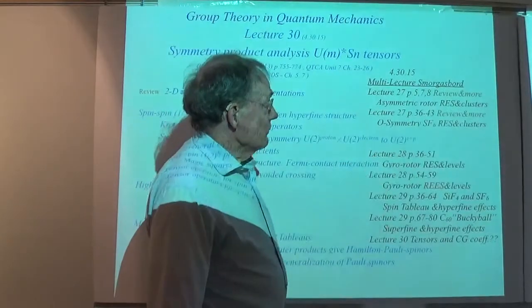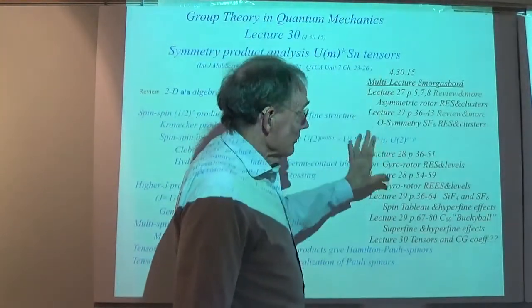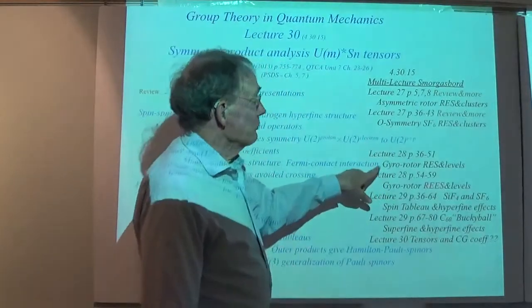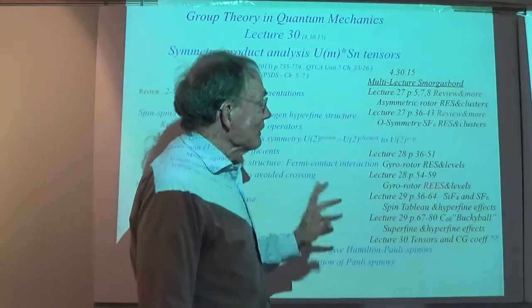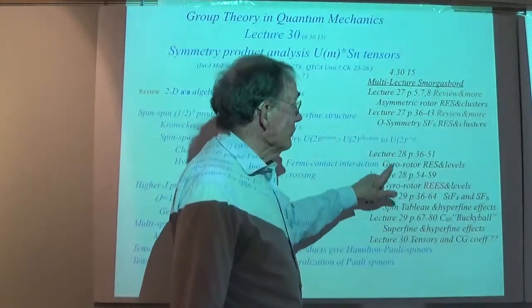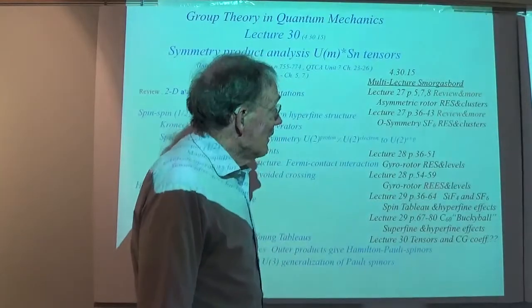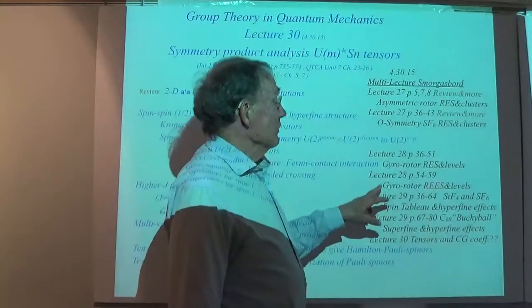Then we'll go to lecture 28, which has a good deal of the stuff in 26 and 27 also. But we're going to go directly to the gyro-rotor rotational energy surface, to get some idea about this Clebsch-Gordan coefficient as far as spin coupling. It's a physical viewpoint that I haven't seen anywhere else. We're going to see it here.